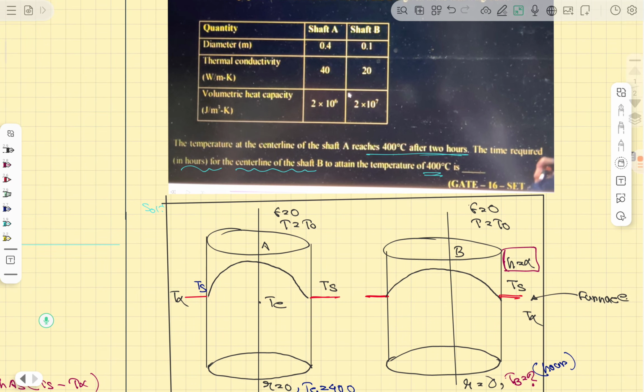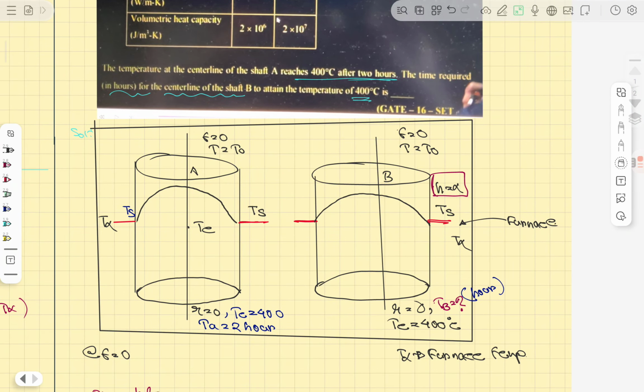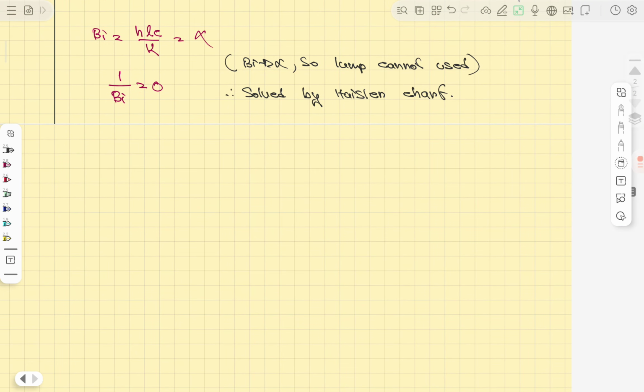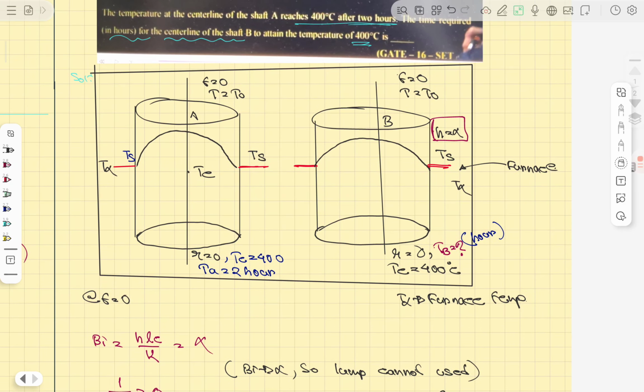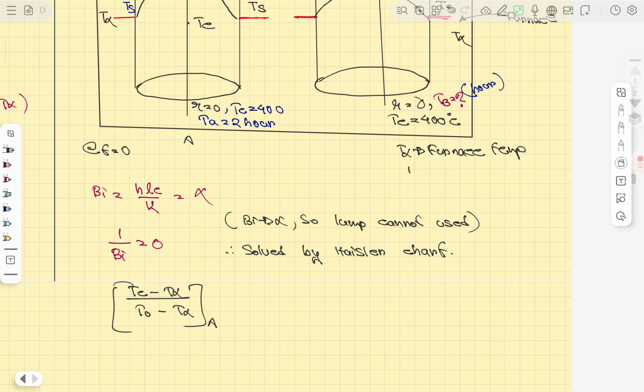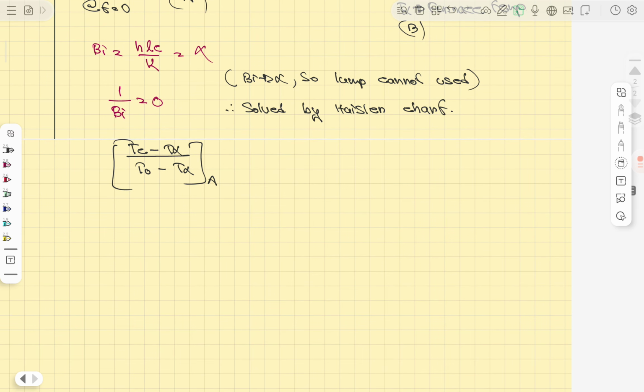So now logically you observe this: Tc minus T infinity upon T naught minus T infinity. For shaft A, the center line temperature, the initial temperature, and the ambient are the same. So Tc minus T infinity upon T naught minus T infinity of A is equal to that of B, right? And in both the cases h is infinity, so 1 by Biot number of shaft A is equal to 1 by Biot number of shaft B. So this is the logic.